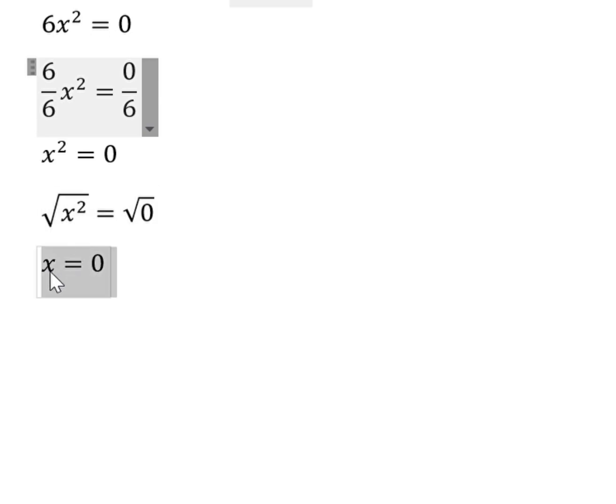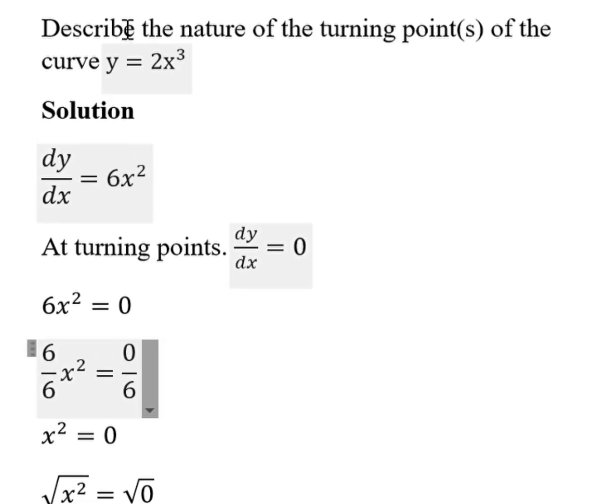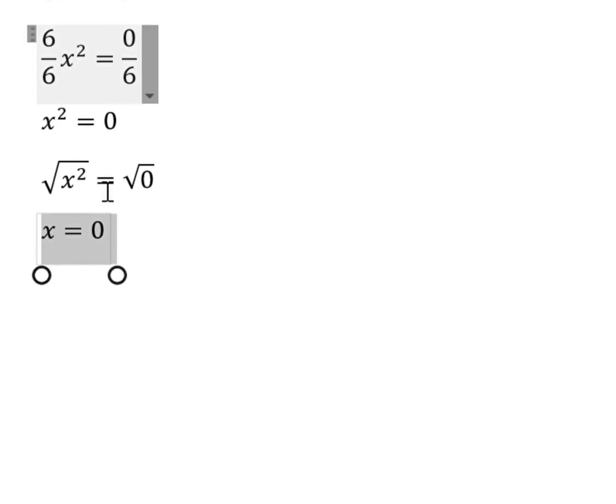So that means this is the x coordinate of the point where we expect the turning point to be. We only have the x coordinate of that point. We don't have the y coordinate. For us to get the y coordinate, take this x coordinate that we have calculated and substitute it in the equation that we had, y is equal to 2x cubed, so that it will help you get the corresponding y coordinate for this x coordinate.